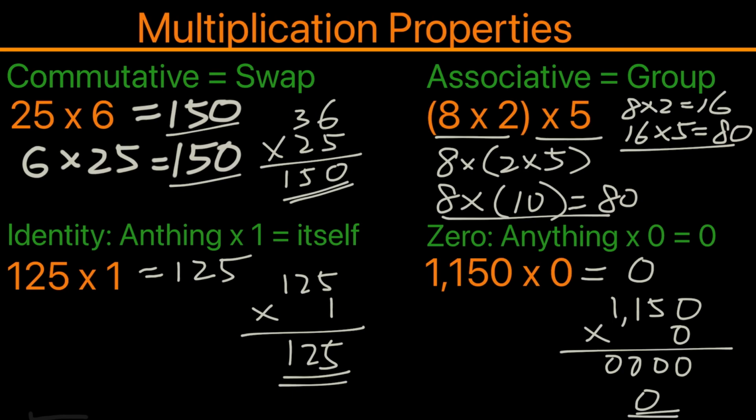So these are the 4 properties that we have for multiplication: the commutative, associative, identity, and zero.